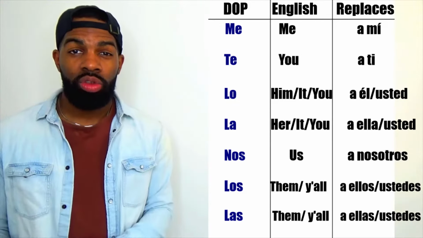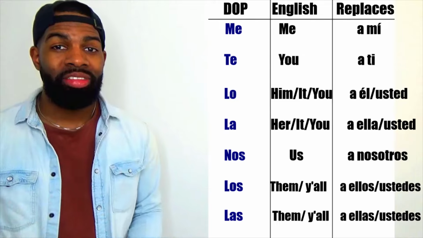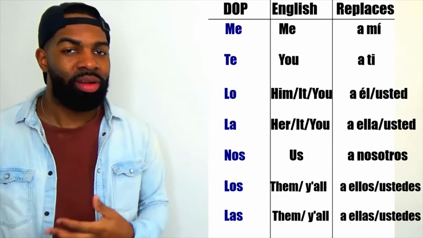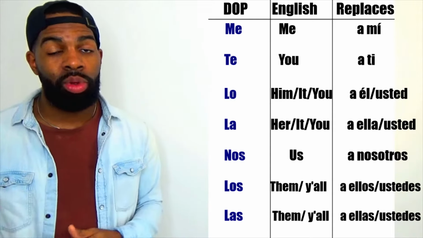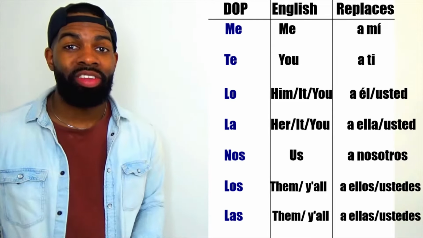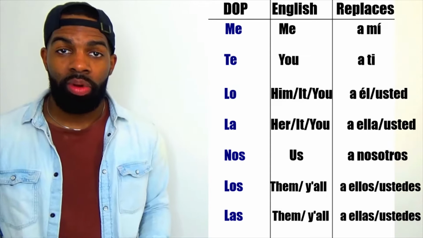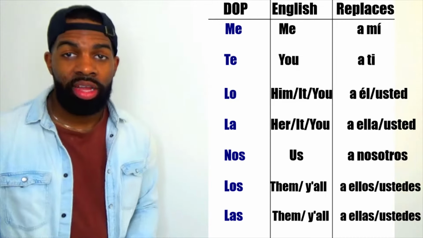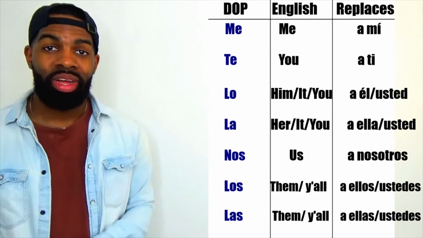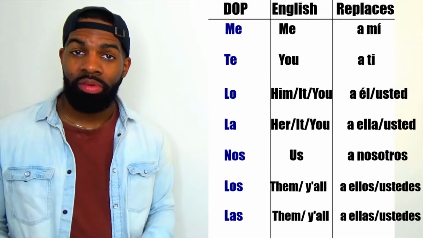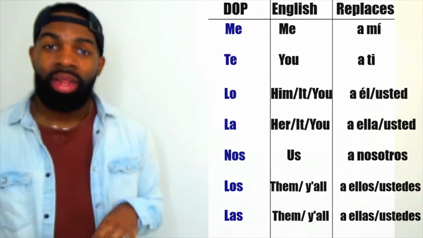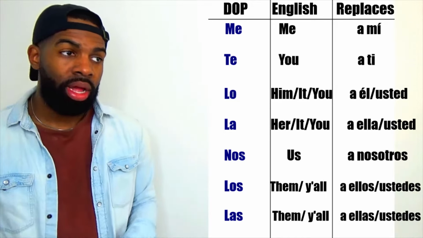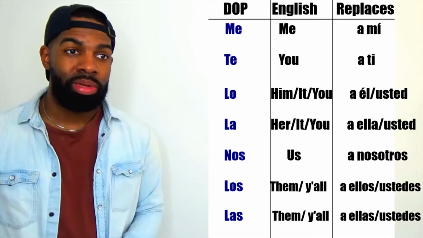Next we have nos, which means us, and it replaces a nosotros. Next we have los and las. I don't go over os because I don't teach Spanish, but it does exist if you want to look it up. Los means them, and it's the masculine plural form of the direct object pronoun. It can replace a ellos or whatever article you're talking about. Los celulares becomes los. Las is the feminine plural form of them. Las bolsas becomes las, meaning them. Or las mujeres will become las, meaning them.